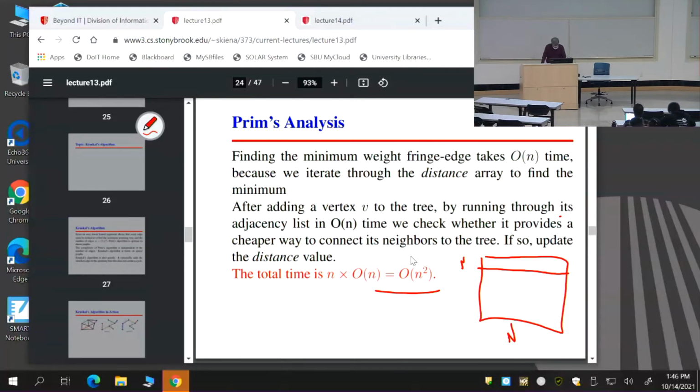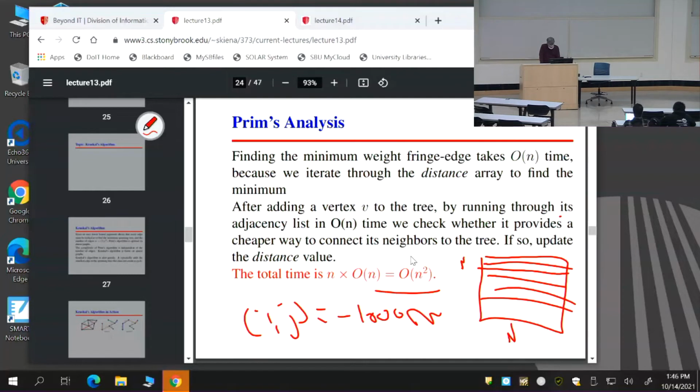What if I told you that the weight of edge ij was minus 1 billion? Does everybody kind of see that? If so, that's something I want in my minimum spanning tree. It should be clear that if I had a very dense graph, I've got to look at every element in that dense graph. And so n squared is as good as I can hope for on a dense graph.